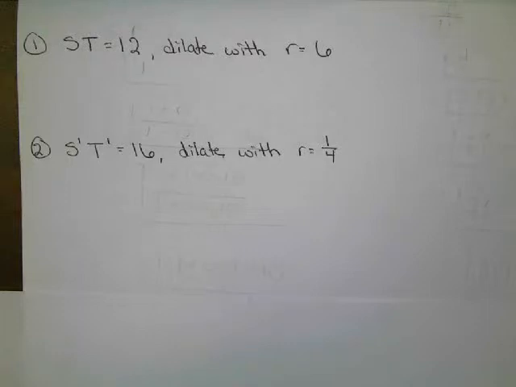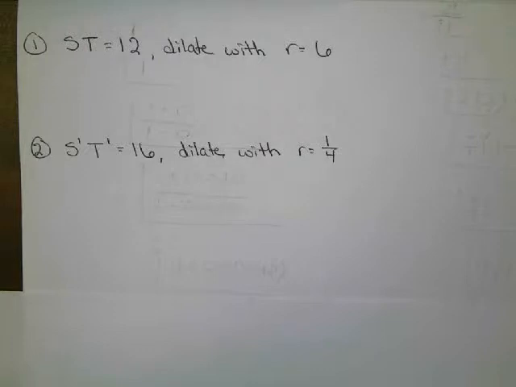Today we're going to talk about dilation. In these first two examples, what we want to do is find what the image or the pre-image length of our segment ST is. So in this first example, they give us ST equals 12. Now since there's no primes, I know that this is my pre-image. So the pre-image ST is 12 units long.